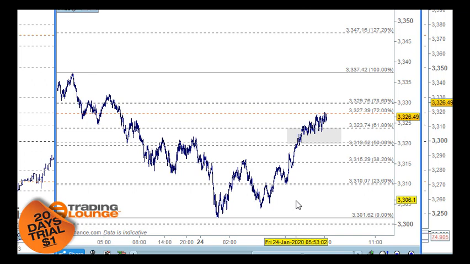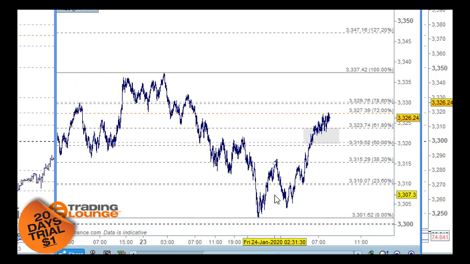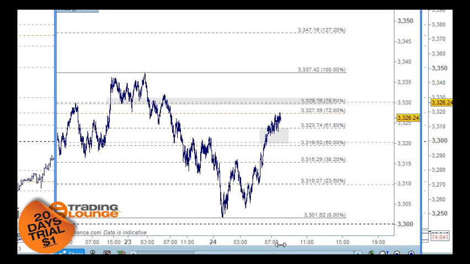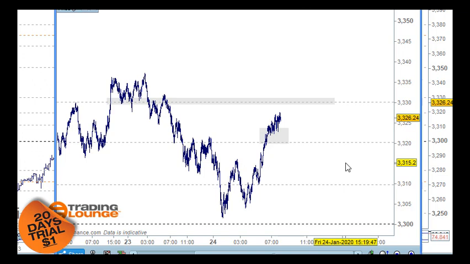But the main point here is that in terms of just basic logic, these highs and lows here, this number here is where the real supply is. Supply just meaning sellers here, so I'll just clean that up. That's where the real resistance is going to be.